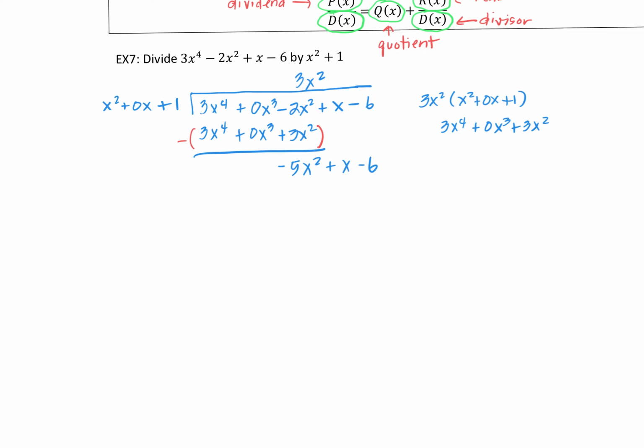We're going to look at the x squared in the divisor and ask ourselves, what do we have to multiply that by to get the negative 5x squared? And that would be a minus 5. So again, you can do that multiplication off to the side. You can take the negative 5 times the x squared plus 0x plus 1, which would give you the negative 5x squared plus 0x minus 5. And then we would subtract down.